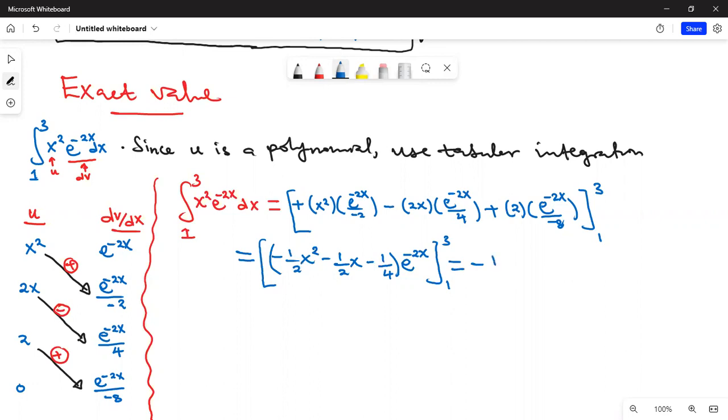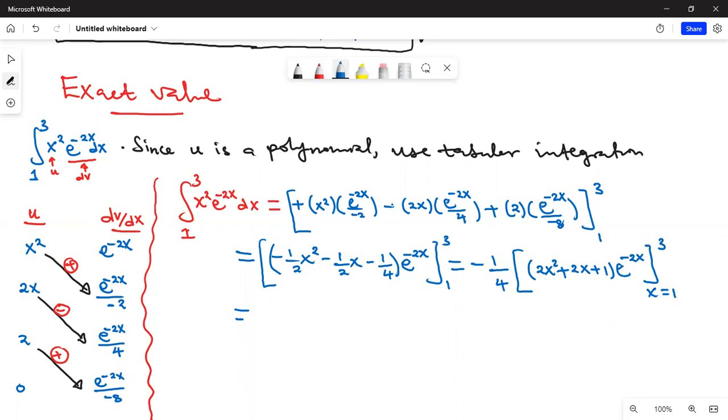-1 over 4 outside. Then inside, this is what we remain with: 2x squared plus 2x plus 1, times exponential -2x, from x equals 1 to 3.